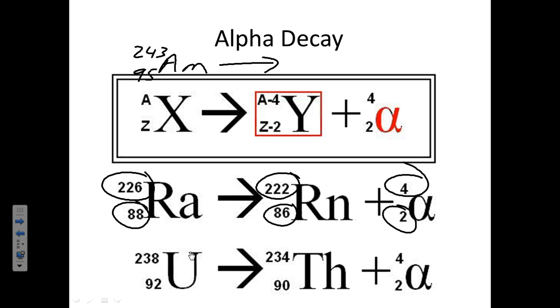Well, you know if it's doing alpha decay, it's 4-2 alpha. But you probably don't know right off the top of your head what the other thing is. But you know the numbers have to add up. If this is 243, this number over here has to be 239. If this is 95, this number over here has to be 93. And then you just look at the periodic table, and you see that element 93 is neptunium. So it's pretty easy to write those equations. But that's alpha decay.